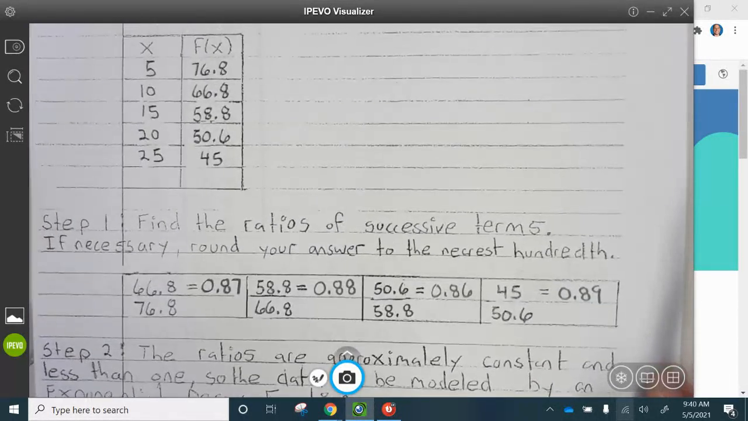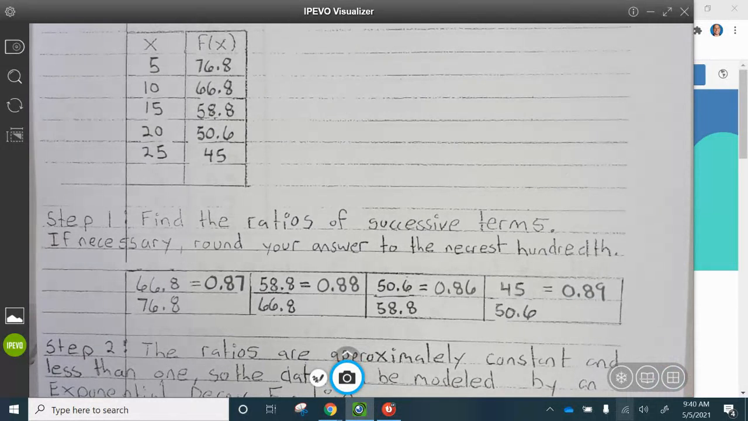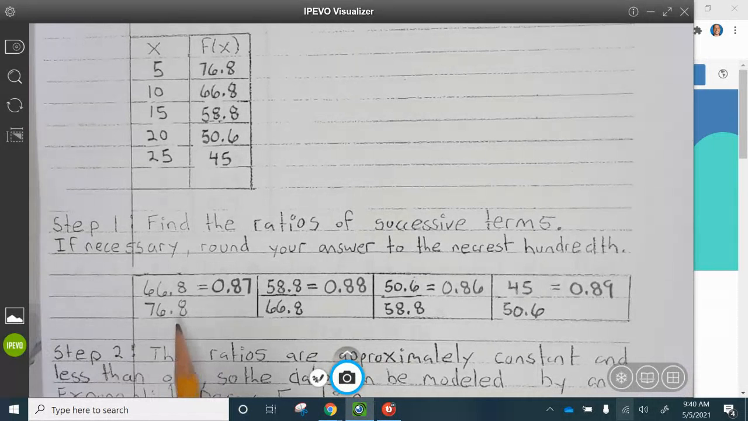All right. Step 1, find the ratios of successive terms. If necessary, round your answer to the nearest hundredth. So 66.8 divided by 76.8 is 0.87. 58.8 divided by 66.8 is 0.88. 50.6 divided by 58.8 is 0.86. And 45 divided by 50.6 is 0.89.